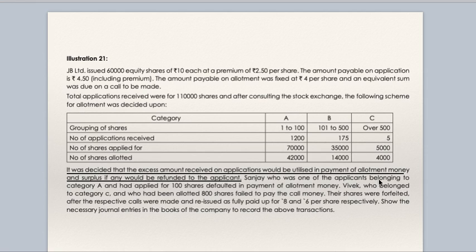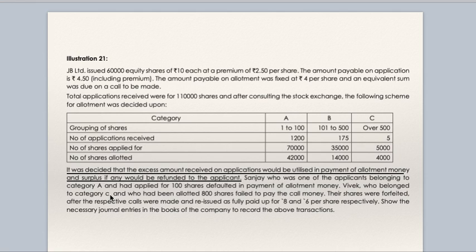Sanjay, who was one of the applicants belonging to category A and who had applied for 100 shares, defaulted in payment of allotment money. Sanjay is from A category. He had applied for 100 shares. So how many shares he would have been allotted, that you have to find out. And he has defaulted in paying allotment money.